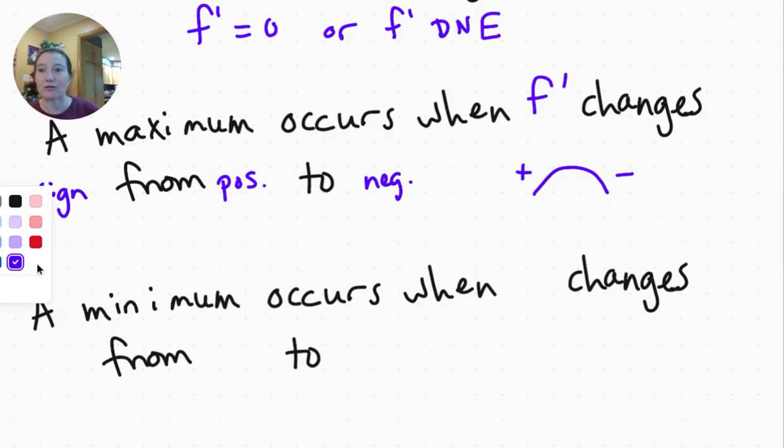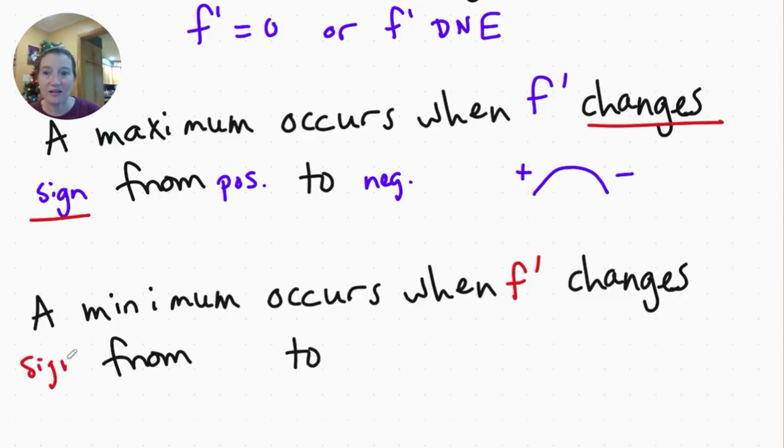Oh, my word. If there's one phrase that you're going to remember, if you have room in your brain to tuck away one memorized phrase that you're going to use on the AP exam or your next college midterm, it should be the phrase "changes sign," not "equals 0." A maximum does not occur where f prime equals 0. It occurs where f prime changes sign from positive to negative. Likewise, a minimum is going to occur when f prime changes sign from negative to positive.